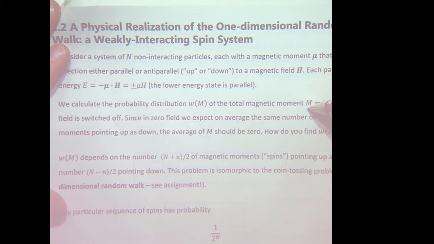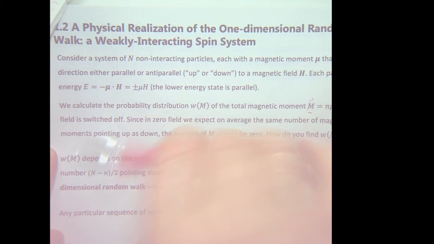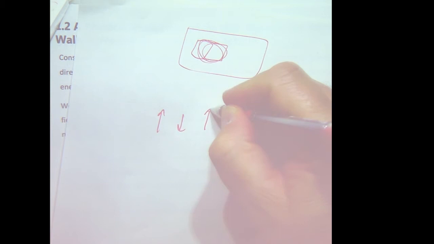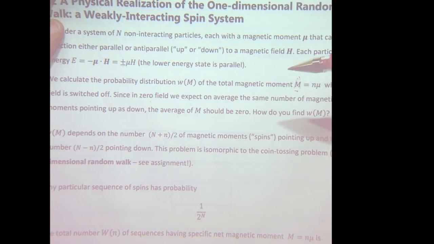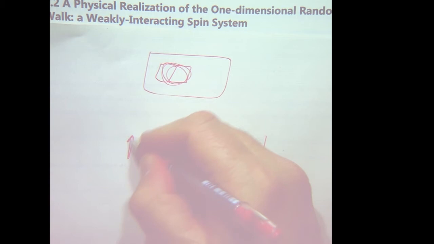Now the total magnetic moment when the field is switched off, and the particles are still constrained to be either up or down. When you switch the field off, you get some random distribution of spins pointing up or down. Another way of saying magnetic moment is spins pointing up or down. I'm going to use the word spin. Because the field is zero, if you switch the field off, you would expect no particular bias in any direction.